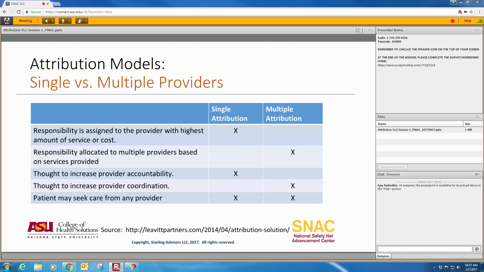And as we've said in the others, patients do still usually have the right to seek care outside of that attribution. So a patient might get attributed to it, but it doesn't mean that they're forced essentially to stay within that individual provider or care team.